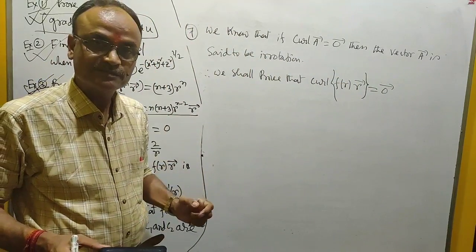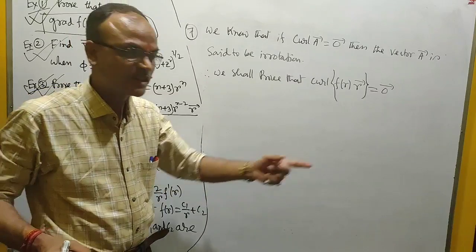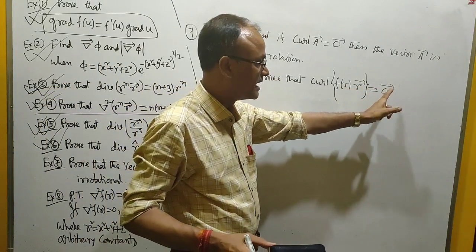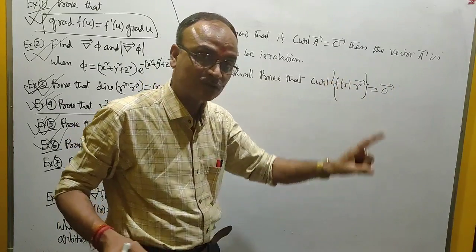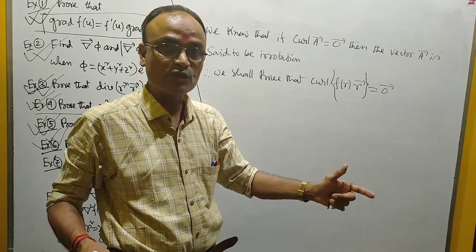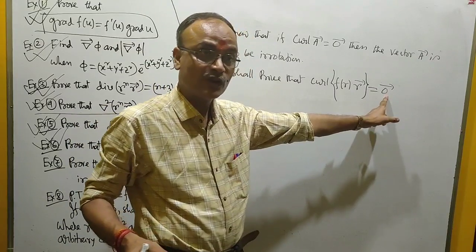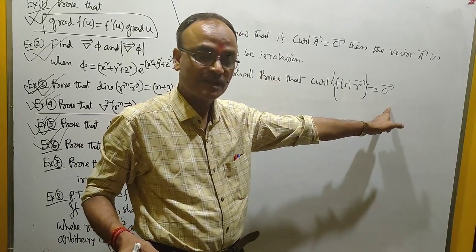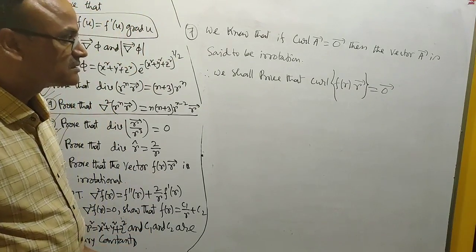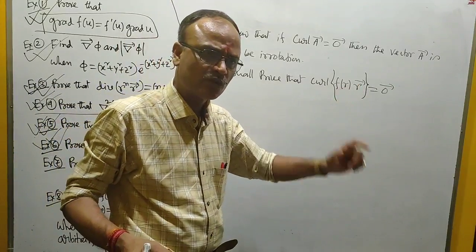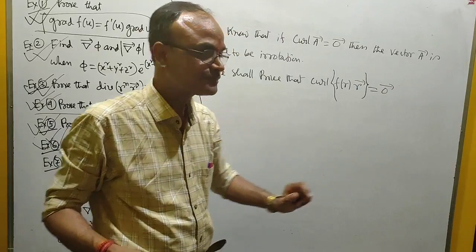Why have I written a vector sign here, 0 vector? Because curl of a vector function is a vector quantity. After all, it will be of the form 0 i cap plus 0 j cap plus 0 k cap. Curl of a vector quantity is always a vector quantity.